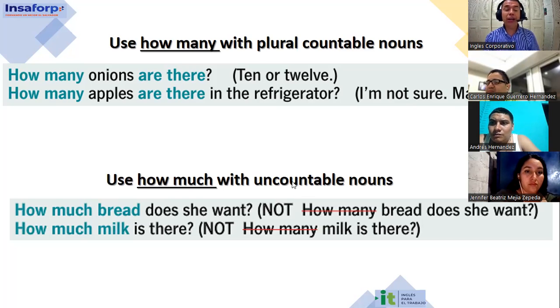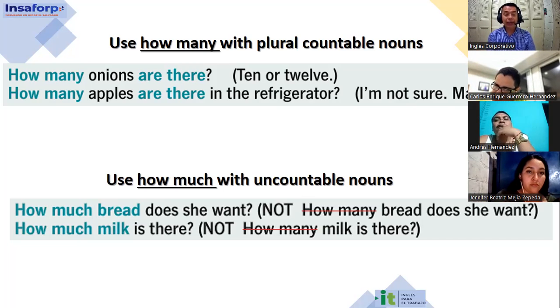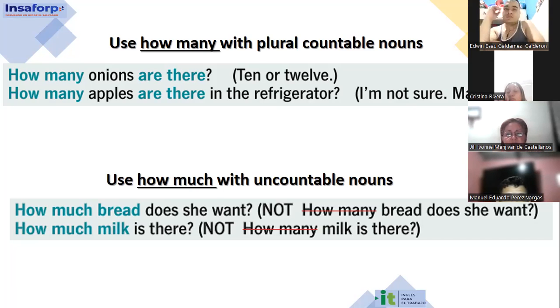Now, how much? We use how much with uncountable nouns. Maybe in Spanish you say it's countable. But remember, we are in an English class, so we are saying some things that are different, right? For example, how much bread does she want? Maybe in the morning when you buy the francés, you say, deme cinco franceses, maybe. Or you are having breakfast, and you say 5 franceses? No, right. Only 2, right, Esaú? In the morning.